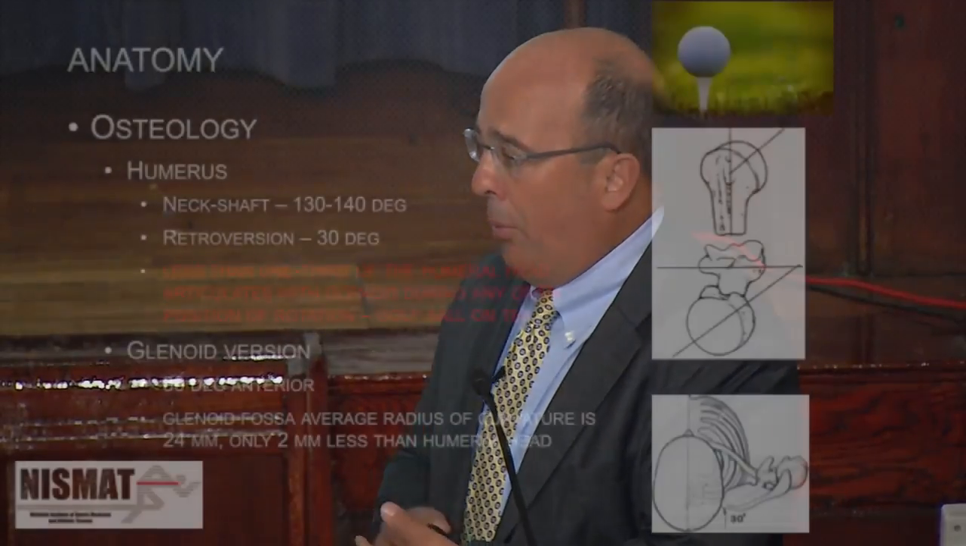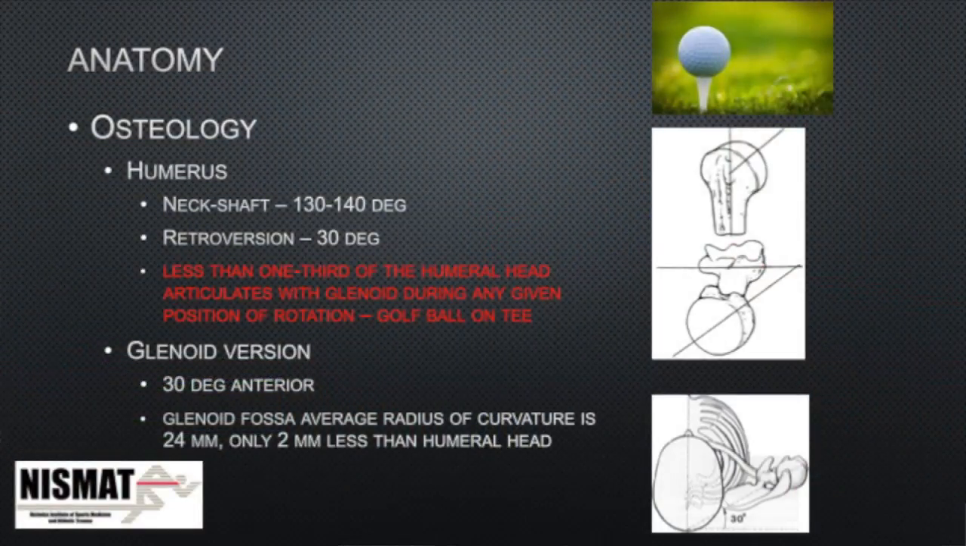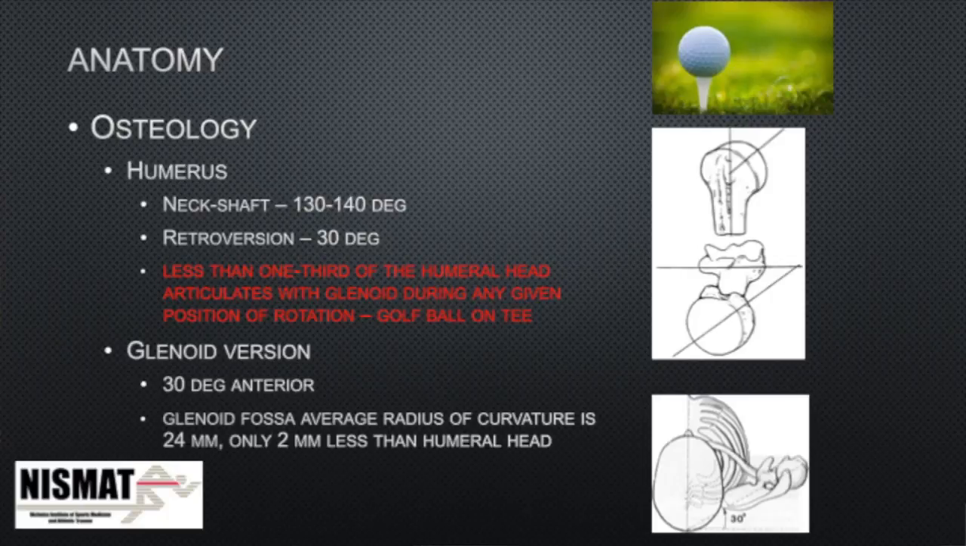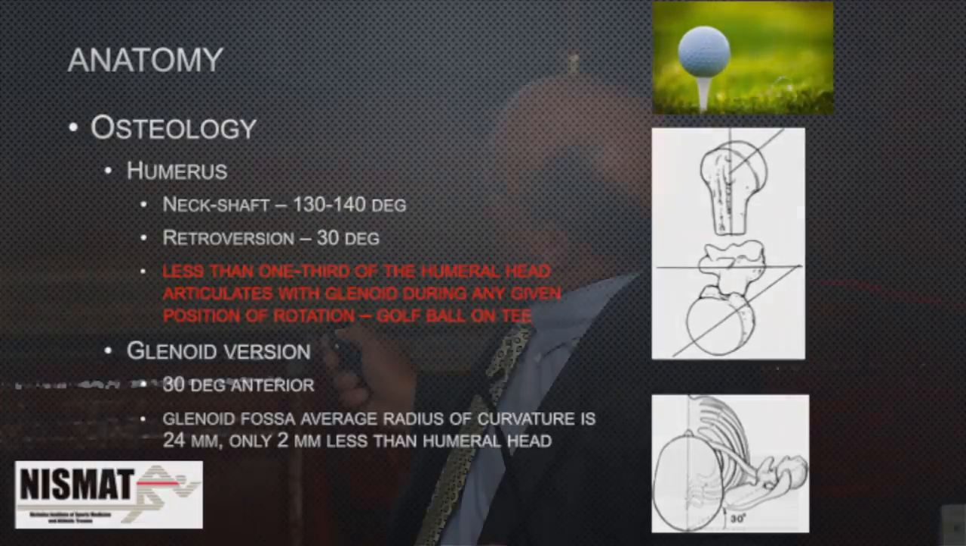So what is our approach? Well, before we go on, we have to understand a little bit about the anatomy of the shoulder. Looking at the anatomy, we understand that this is a very intrinsically unstable joint. It's like a ball on a tee. Less than one third of the humeral head articulates with the glenoid at any time, so there's very little bony support.